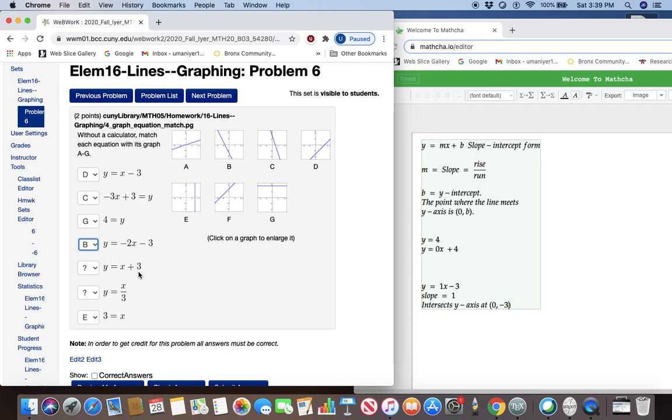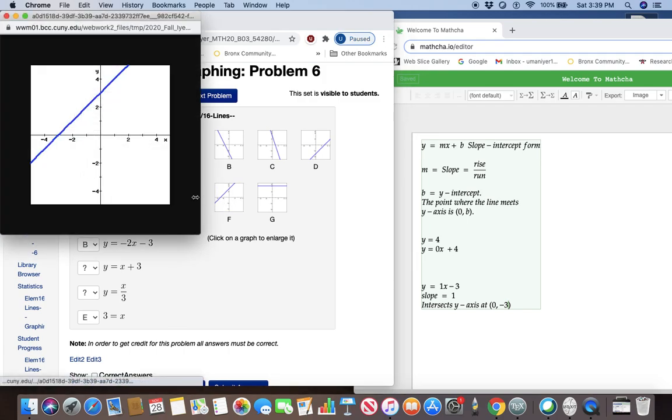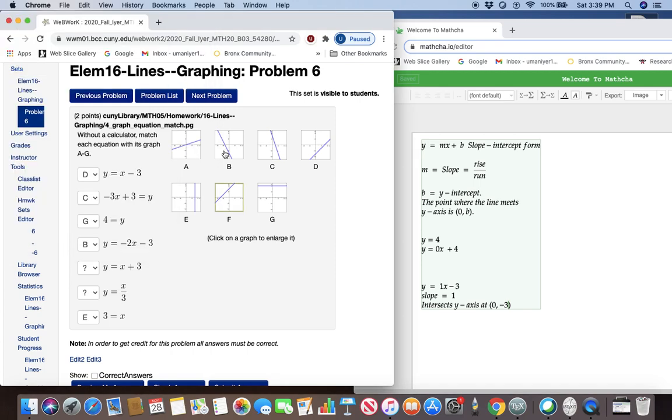Positive slope, y-intercept is 3. Positive slope, positive 1 slope, y-intercept is 3. So that's this one. Okay, F.